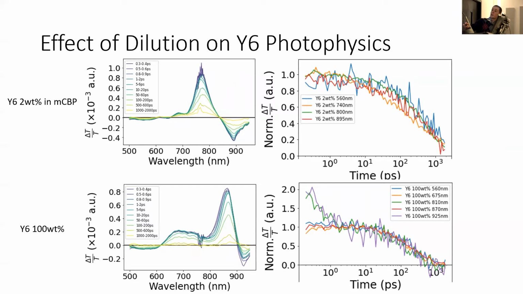And the positive features in the spectrum are absorptions of the ground state. And so the ground state, as we saw in the steady state spectrum, is blue shifted in the 2-weight percent compared to the 100-weight percent. But really, the significant feature on this slide is actually the kinetics. So what I'm doing there is I'm taking a kinetic through here, through here, through here, and through here. So these slices through the spectrum along the time axis.